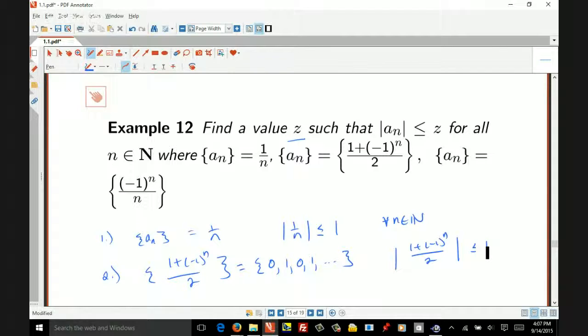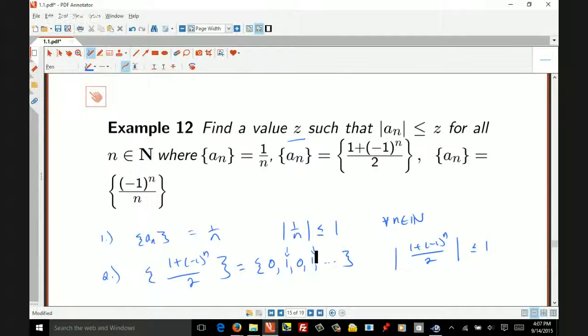0 doesn't work because, yeah. But 2 would work, a million would work. Why does 0 not work? Because the 1 value here is not smaller than 0. The absolute value of each term has to be smaller than the number you choose.